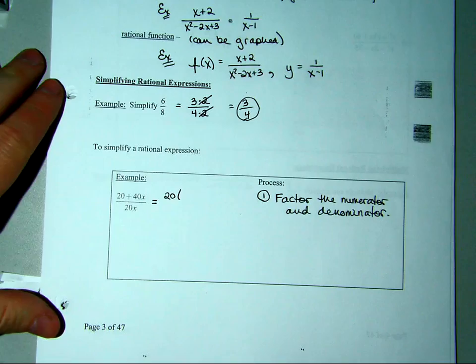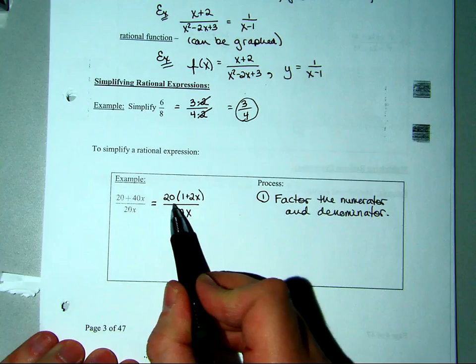The top is now the multiplication problem, 20 times 1 plus 2x. The bottom is the multiplication problem, 20 times x. What did I do over here when I had those multiplication problems with something that was the same on the top and bottom? Canceled them. Well, what do you have the same on the top and the bottom here? The 20. Step number 2 is I am going to cancel any common factors.